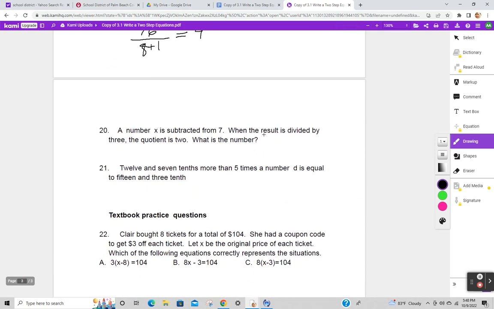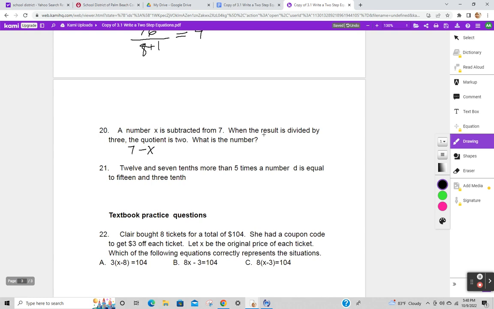A number x is subtracted from 7. Okay, so x is being subtracted. If you read carefully, x is being subtracted from 7. So you start with 7, subtract x. See, a number x is subtracted from 7.